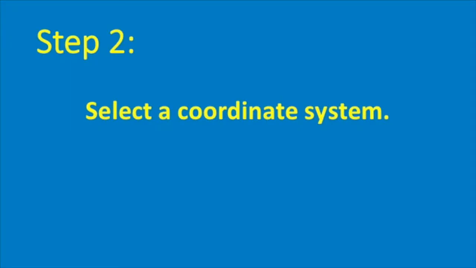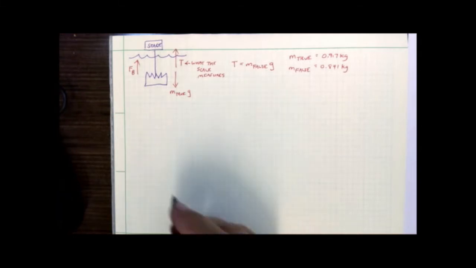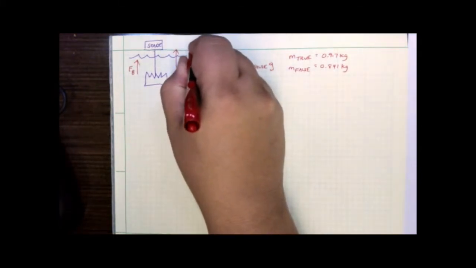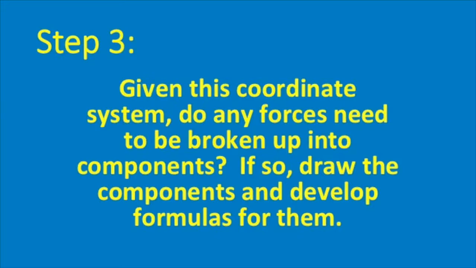Step two is to select a coordinate system. That's a rather easy task since we only have forces in the vertical direction. So let us call upward positive, just purely arbitrarily. That means we can skip step three because all the forces involved are in the vertical direction, and so we do not need to break any forces up into components.